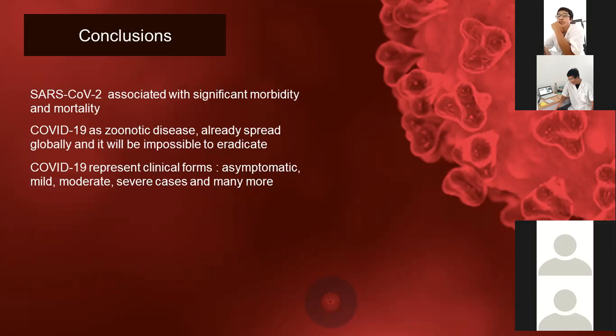And for the conclusion, SARS-CoV-2 is associated with significant morbidity and mortality. Its disease, which we call COVID-19, is a zoonotic disease that has already spread globally, and it will be impossible to eradicate. So we have to live together with this virus, and we have to change our habits to protect against the virus. And COVID-19 presents clinical forms like asymptomatic, mild, moderate, severe cases, and many more.